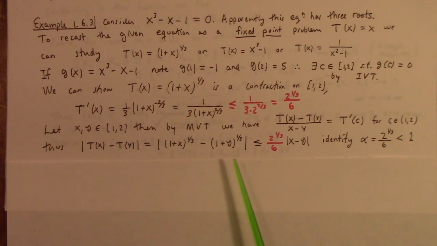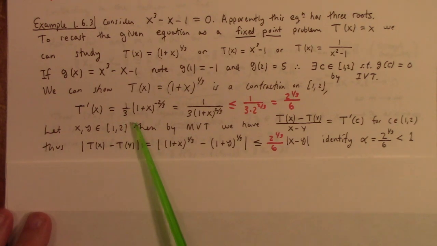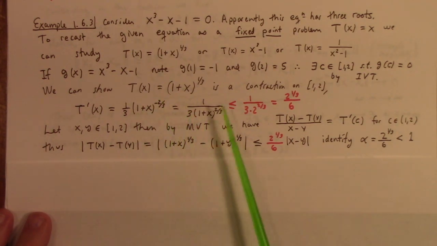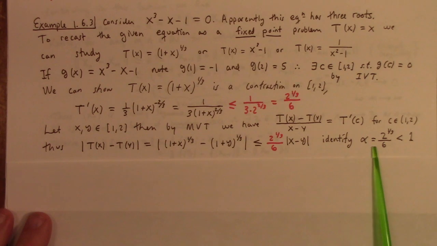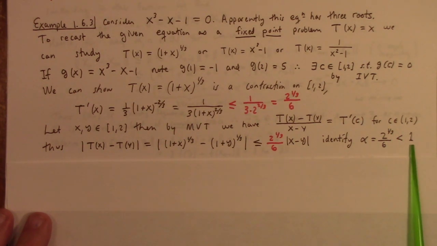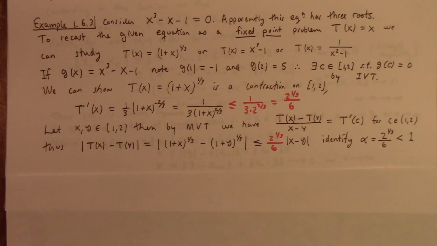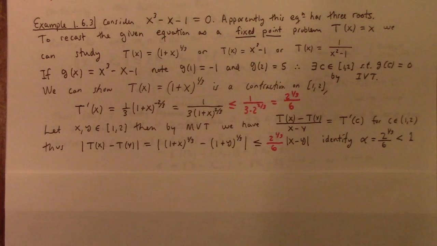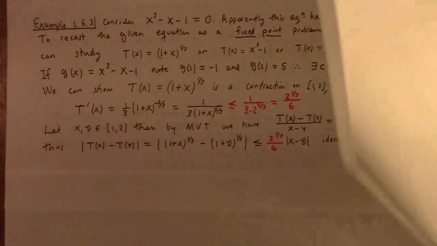So, hey, that means that, in fact, this is a contraction mapping. T(x) is a contraction mapping on [1, 2] with contraction constant the third root of 2 divided by 6, which is in fact less than 1. So that's pretty neat. Now you might say, who cares? Well, okay, fine. Maybe let me just skip ahead and show you why we care. The reason we care is given in part at the end of the section, all right?